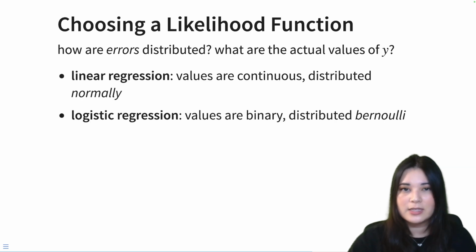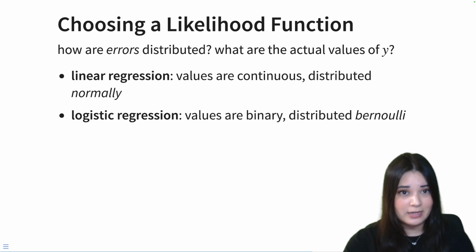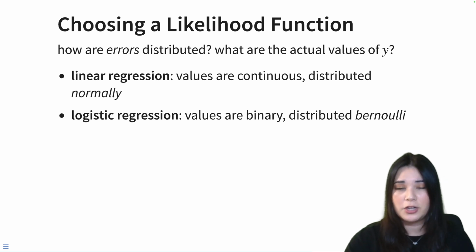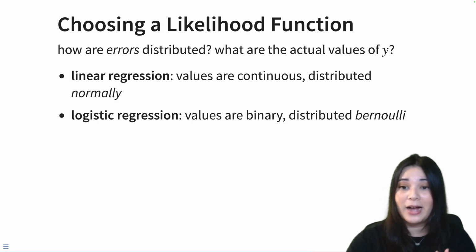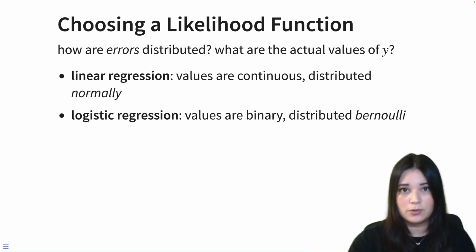And last but not least, let's talk about the things you need to consider when choosing a likelihood function. With a link function, we need to think about the range of our expected values. With a likelihood function, we need to think about the errors of our actual data and how they're distributed. For a linear regression, values are continuous, and we assume that they're distributed normally. For logistic regression, values are binary, and we're assuming that they're distributed in a Bernoulli distribution.